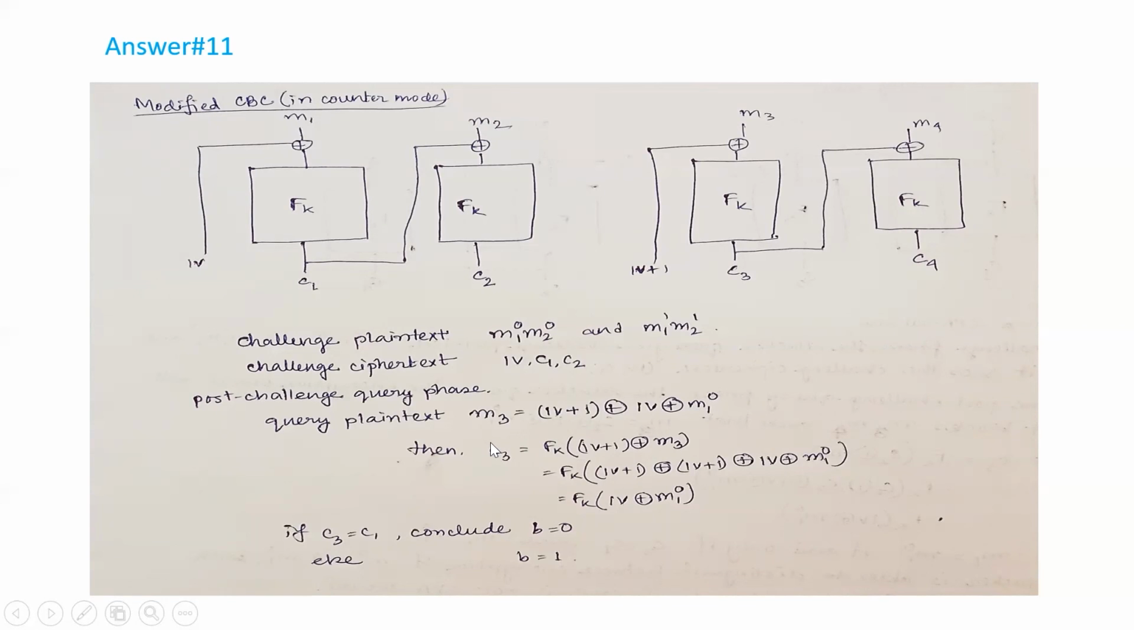Now, what will be C3 then? C3 will be FK of IB plus 1, XORed with M3, by this formula. And you replace M3 with this IB plus 1, XORed with IB, XORed with M10, and you get IB plus M10.